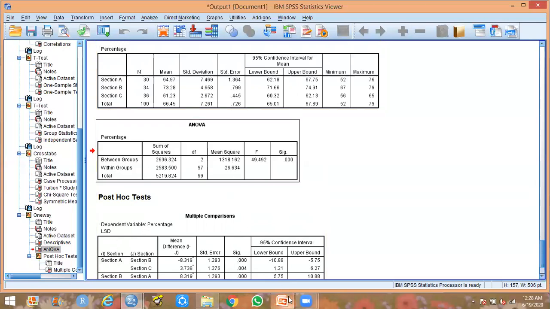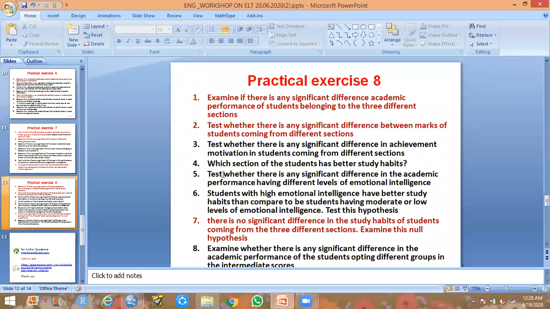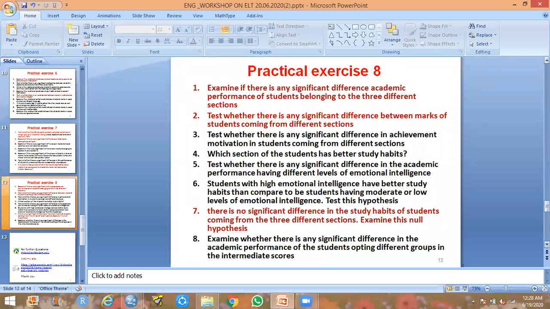Going back, these are the other questions I have put on my slide. Please practice. You can take one hypothesis and mimic it with your data using the SPSS tool. You can take any one and test it. If you have any doubt, any question, any statement, I will explain how you can test.